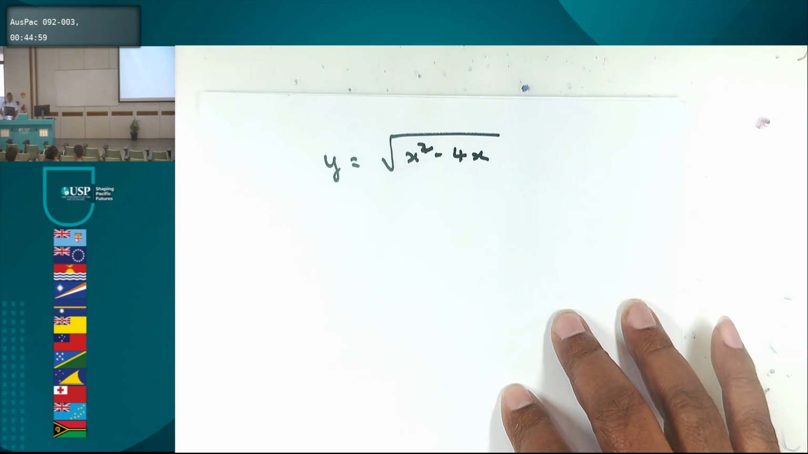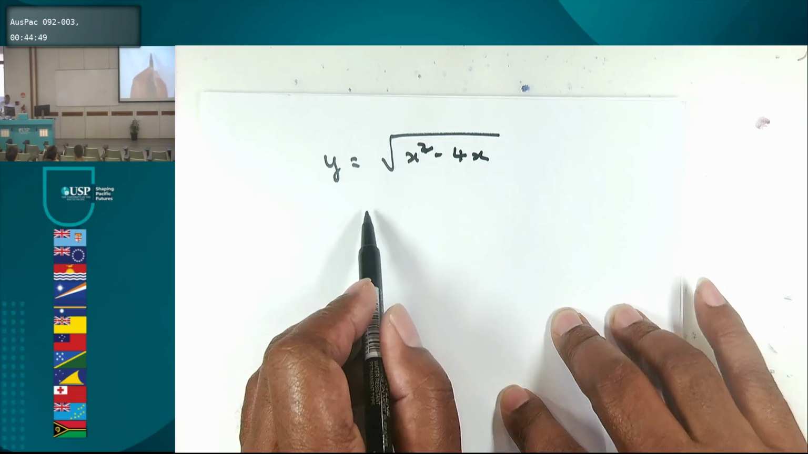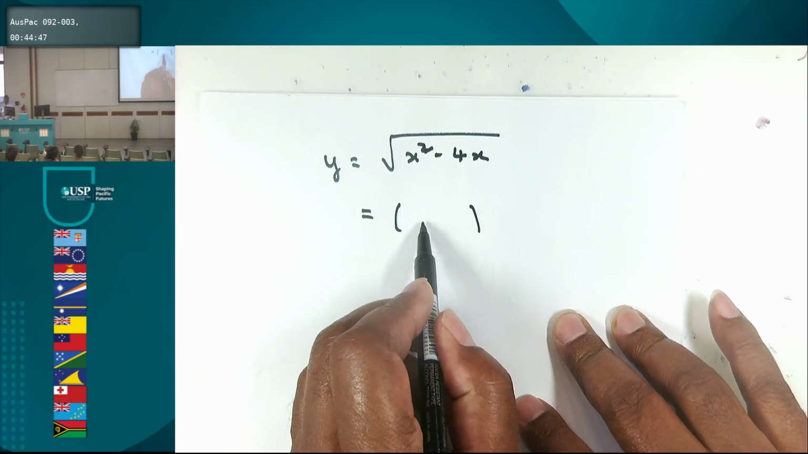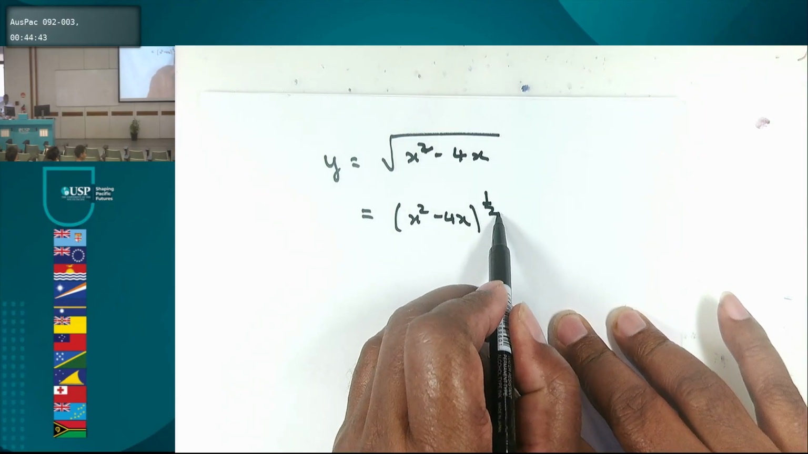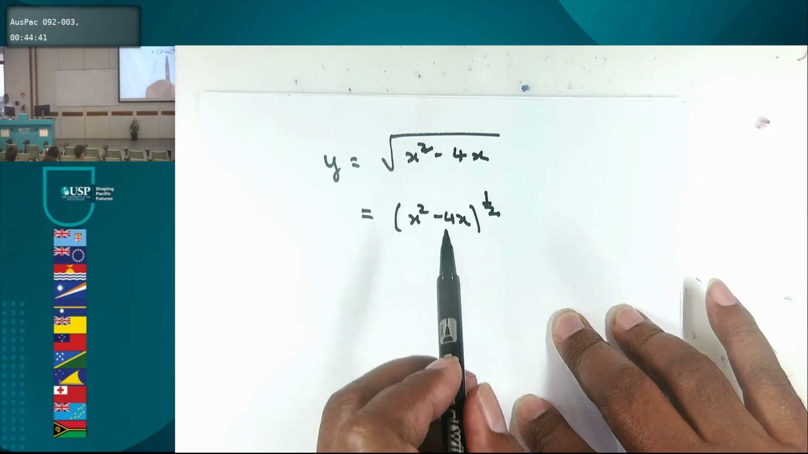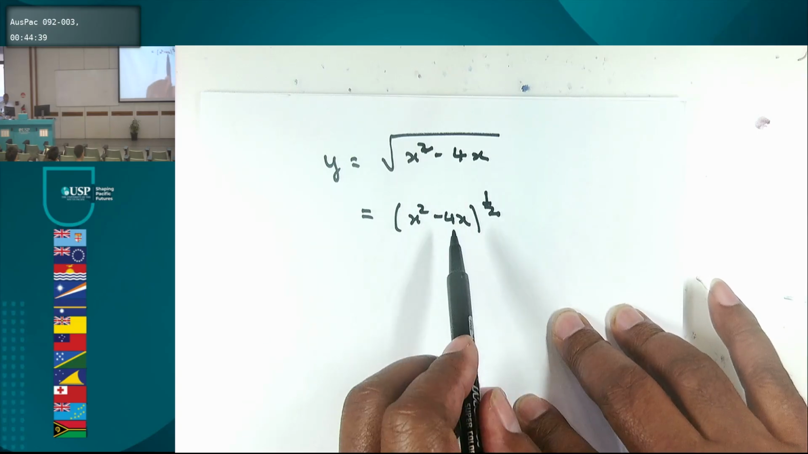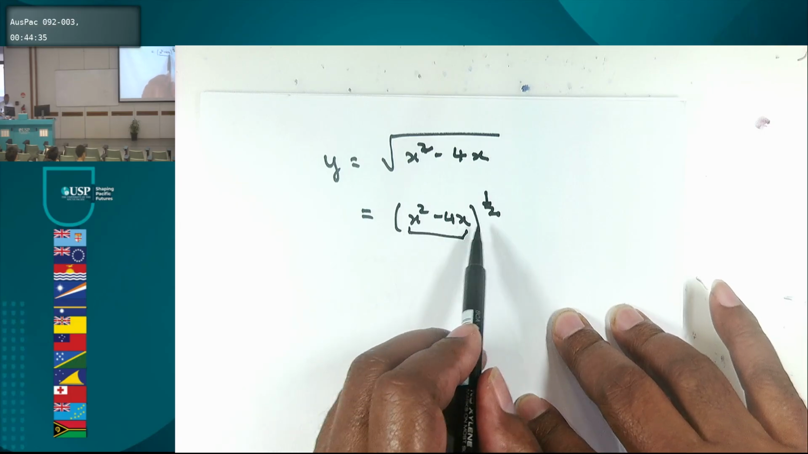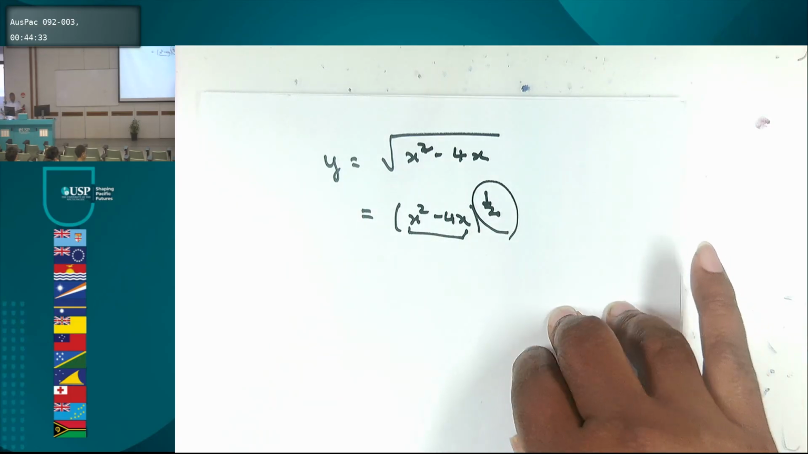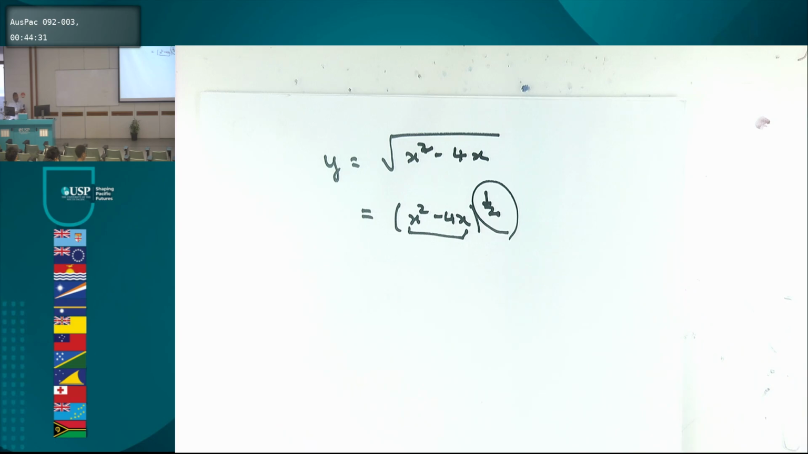What's the inner function here? x squared minus 4x and the outer function. So in other words, you can write it in this form, to the power of half. You cannot use product rule, you cannot use quotient rule here. But we identify this as the inner and to the power of half as the outer. And this is a case where we apply chain rule.